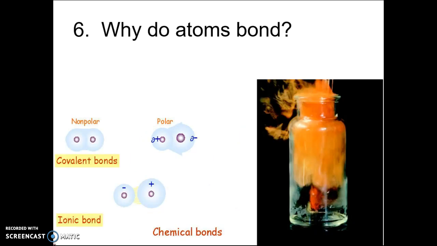Why do atoms bond? Well, this goes back to question number 4, which said what makes atoms unstable, because the reason why atoms bond is they want to be more stable. That's why these chemical reactions happen. It's the atom's attempt to become stable, to have a valence shell that has either 0 electrons or 8 electrons.